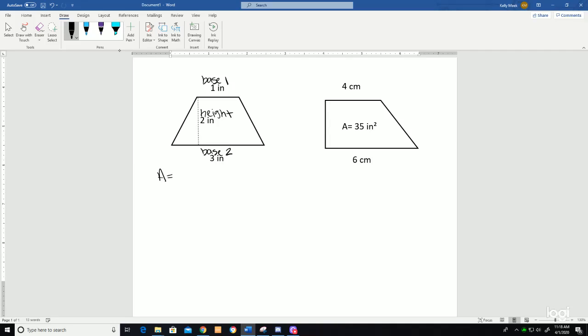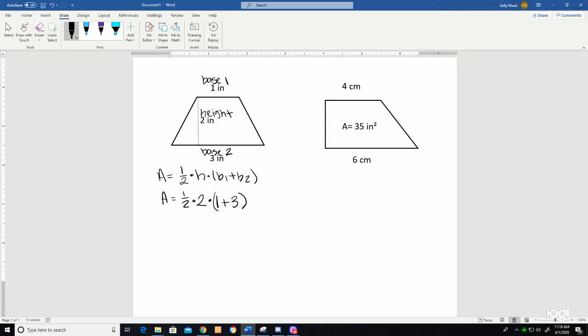I like to write our formula out so that it's really easy to remember everything that I want to plug in. So 1/2 times height times base 1 plus base 2. Again, multiplying, I can write this any way that I really want to. Let's plug these numbers in. I have 1/2 times the height, which we know is 2, times base 1, which is a 1, in parentheses, plus base 2, which is a 3.